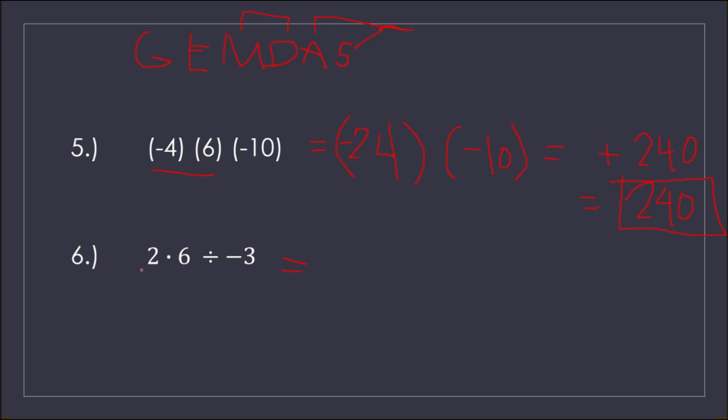So right here, 2 times 6 comes first before division. 2 times 6 is positive 12, and then divided by negative 3. So we have 12 divided by negative 3. They have different signs, therefore the quotient should be a negative answer. And it's 4, so negative 4 is the answer. Don't hesitate to ask. Always ask. Whenever you're confused, comment down any question.